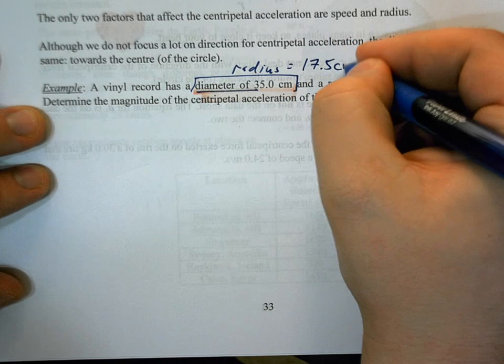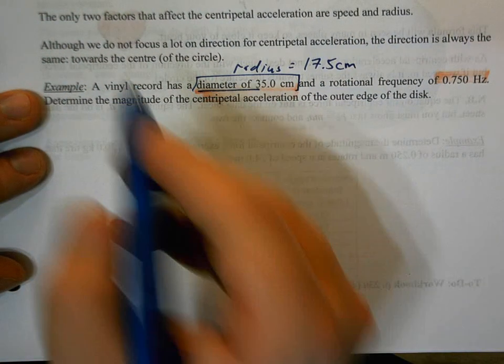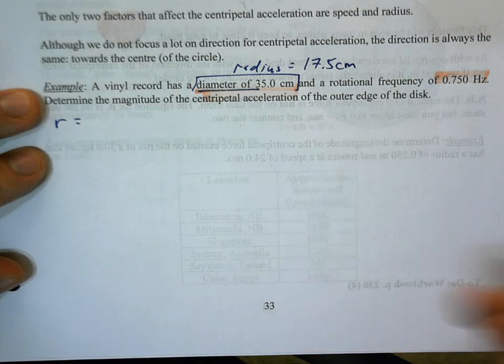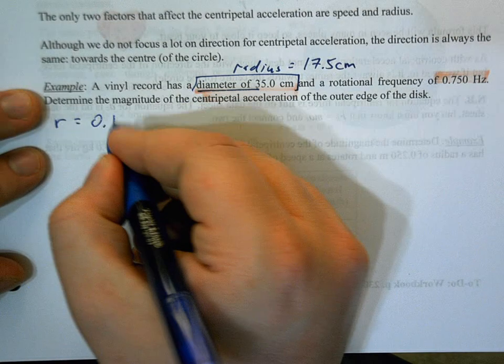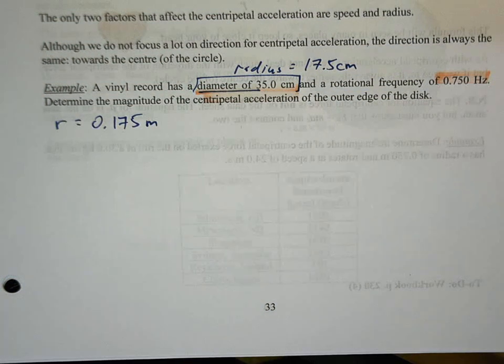So the radius is going to be 17.5 centimeters. But we also need the radius in meters. So there are two traps in one here. Instead of the radius being 17.5 centimeters, we're going to say that the radius is 0.175 meters. So I've tried to get you on two traps there. It's nefarious, but it is what it is.